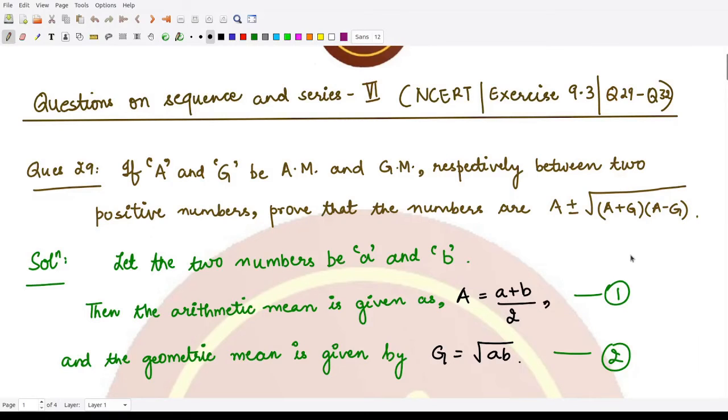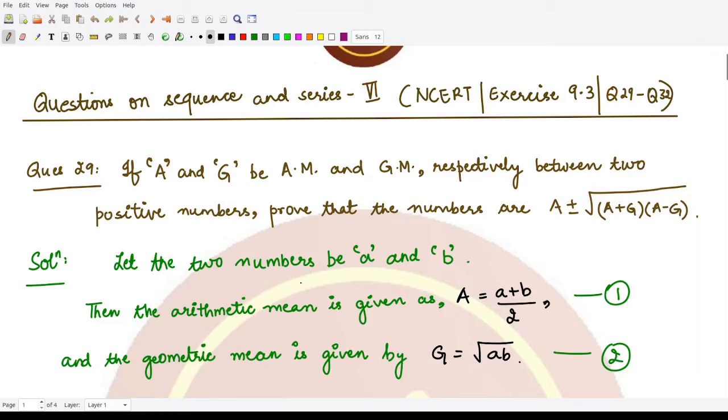In this video, we shall be solving question 29 from exercise 9.3. The question says if A and G are given to be the arithmetic mean and the geometric mean respectively of two positive numbers, we need to prove that the value of those numbers is this one. So one value is with this plus sign, another value is with this minus sign.